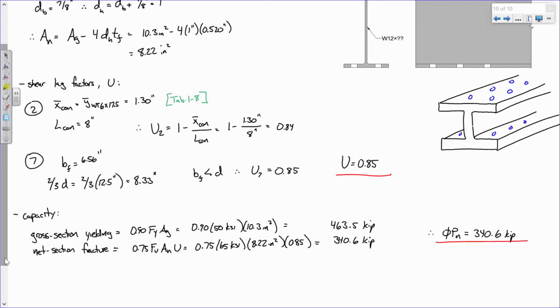Don't do any more. Now, there's a couple other things we need to do with this example, but we'll do that on Friday. I've kept you a couple minutes over. I apologize, but that's all I got. I'll see you.